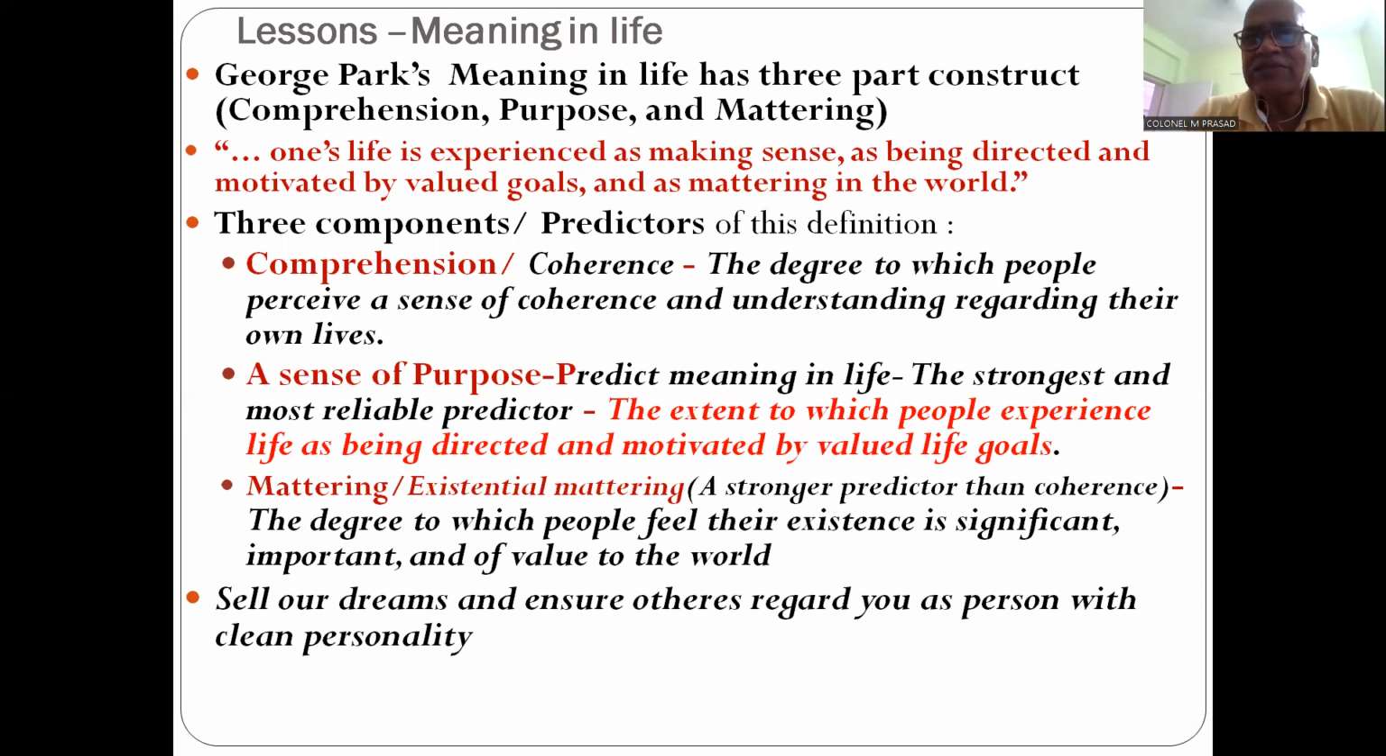Now, this has three components: comprehension, sense of purpose, and mattering itself. Comprehension, which we also call coherence, is the degree to which people perceive a sense of coherence and understanding regarding their own lives. You must understand what you are, what you're going to be, how useful you are going to be to society. Sense of purpose is the strongest and most reliable predictor of meaning in life, the extent to which people experience life as being directed and motivated by valued goals.